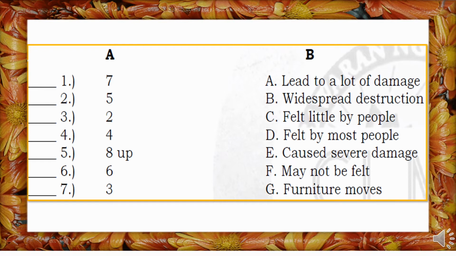Number 3, magnitude 2, what is the correct answer? The correct answer is letter F, may not be felt. Number 4, magnitude 4, what is the correct answer? The correct answer is letter G, furniture moves. Number 5, magnitude 8 and up, what is the correct answer? The correct answer is letter B, widespread destruction.